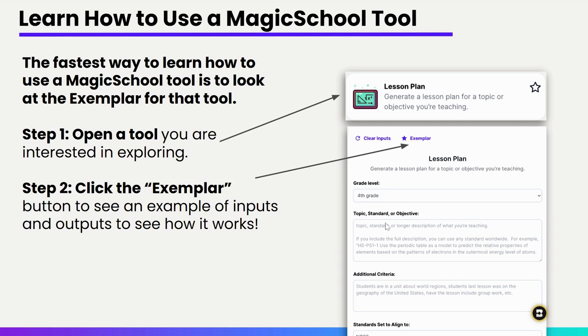The nice thing about each Magic School tool is it gives you an exemplar for each one. So if you wonder what this means, it's going to generate a rubric. What does that look like? What you can do is open a tool, and at the very top, it'll say exemplar. You can click on that, and it's going to give you an example, and you can choose the grade level or whatever, but it's going to give you an example of what that looks like, which I really like. That way you don't have to go try to figure it out on your own.